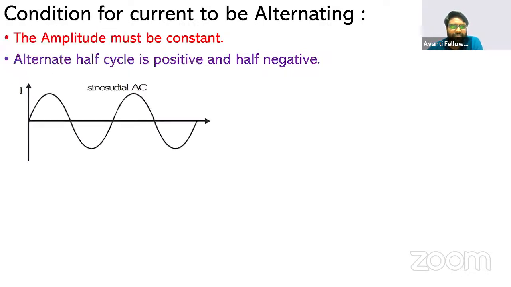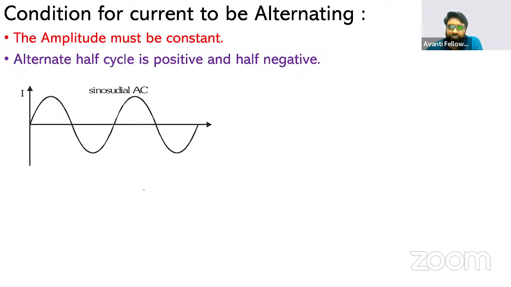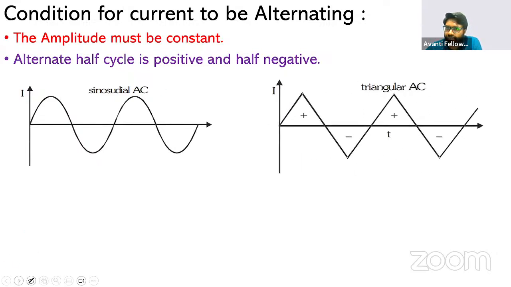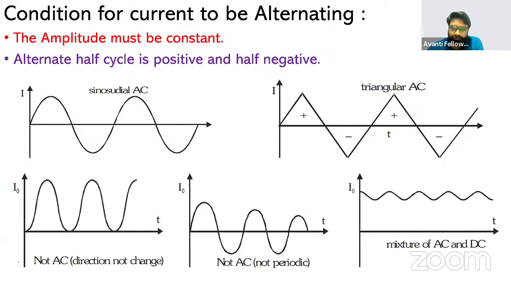I have a few examples for you. This is the sinusoidal AC wave of current. Okay. This is the triangular alternating wave current. ठीक है, ऐसा नहीं होता कि सिर्फ साइनोसोडल वेव होती है, ट्रायंगुलर पल्सेस भी होती है. ठीक है. Then we have these three examples. Now I am going to elaborate one by one which is going to be alternating and which is not.